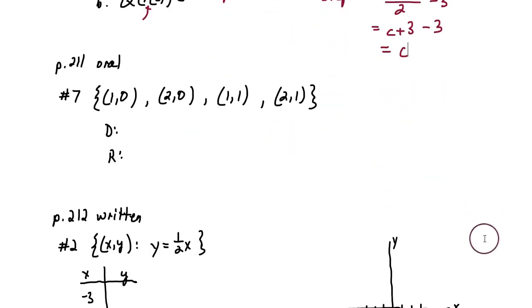On page 211, we're given a set of ordered pairs and we're asked for the domain and range. The domain is all of the x coordinates. That's an x, that's an x, that's an x, and that's an x. We seem to have a 1 and a 2. The range is the set of y coordinates. That's a y, that's a y, that's a y, and that's a y. It looks like we have 0 and 1.